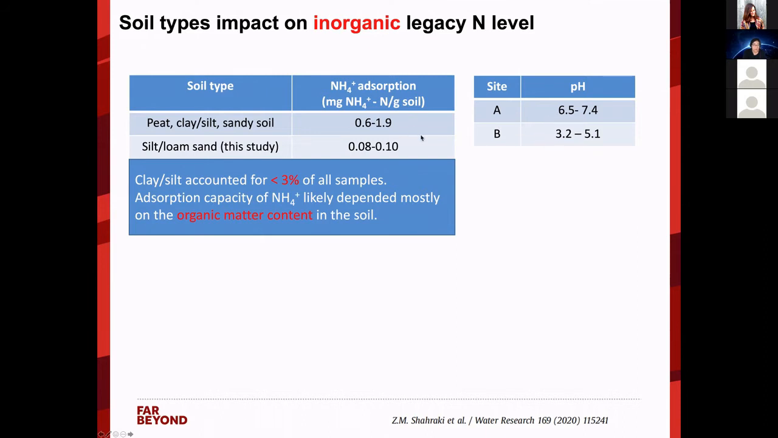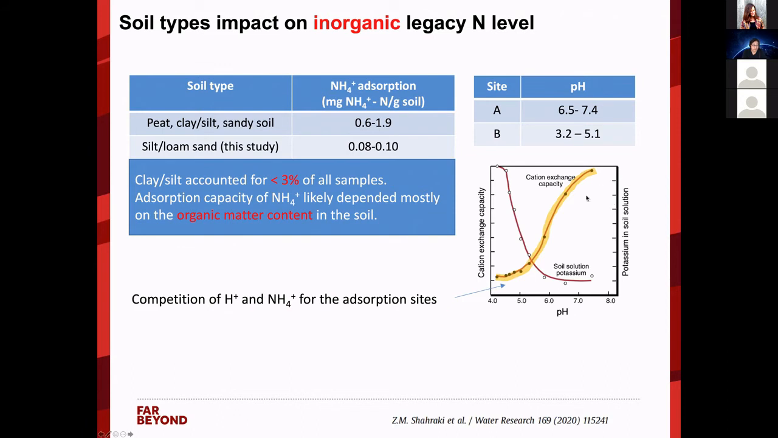In terms of the soil type, we can see that for peat, clay, silt, and sandy soils, the ammonium adsorption capacity can be in the range from 0.6 to 1.9. But for the silt and loamy sand, which have low levels of clays, the ammonium adsorption capacity will decrease significantly. In this study, we found the clay and the silt account for less than 3% of all the soil samples. So basically, the adsorption capacity of ammonium is likely mainly due to the presence of organic matter content in the soil. As we know, when pH decreases, the cation exchange capacity will decrease accordingly, and it will also increase the competition of the hydrogen ions and the ammonium for the adsorption sites. This would explain the higher ammonium adsorption level in site A compared with site B.